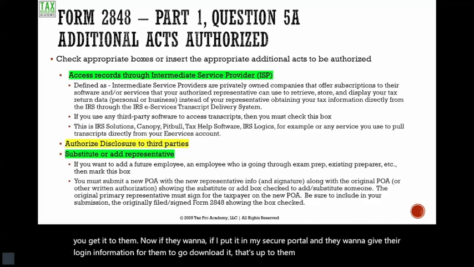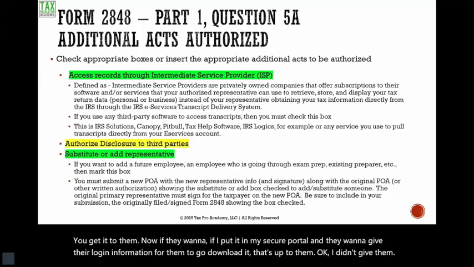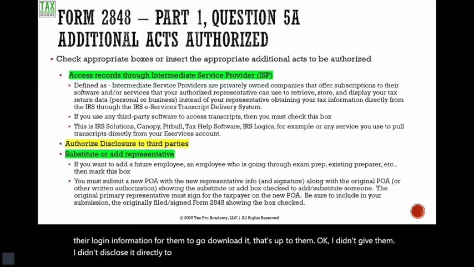Okay. I didn't give them that. I didn't disclose it directly to them, nor did I give that information to them.